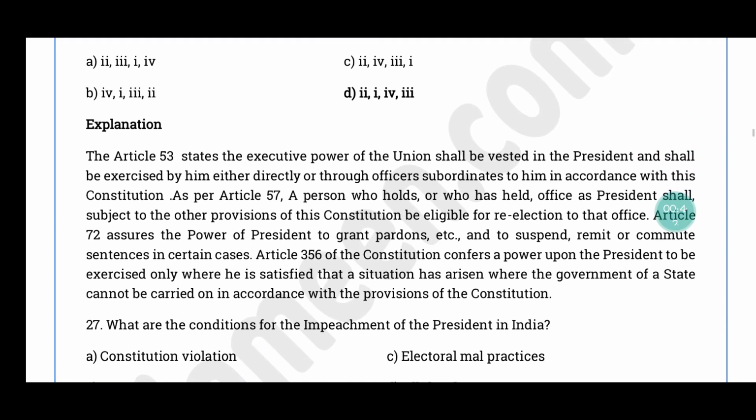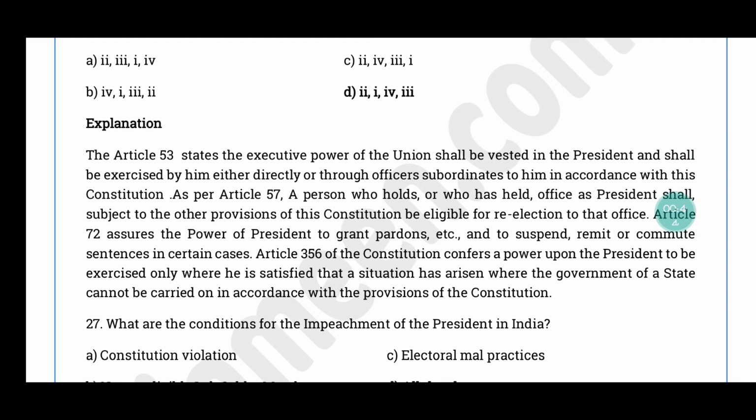Indian Constitution படி Article 53 வந்து executive power of union shall be vested in the president and it can be exercised by him directly or through officers subordinate to him in accordance with the constitution னு சொல்லியிருக்கு. அதே மாதிரி Article 57, a person who holds or who has held office as president shall, subject to other provisions of constitution, be eligible for re-election to that office னு சொல்லியிருக்கு.